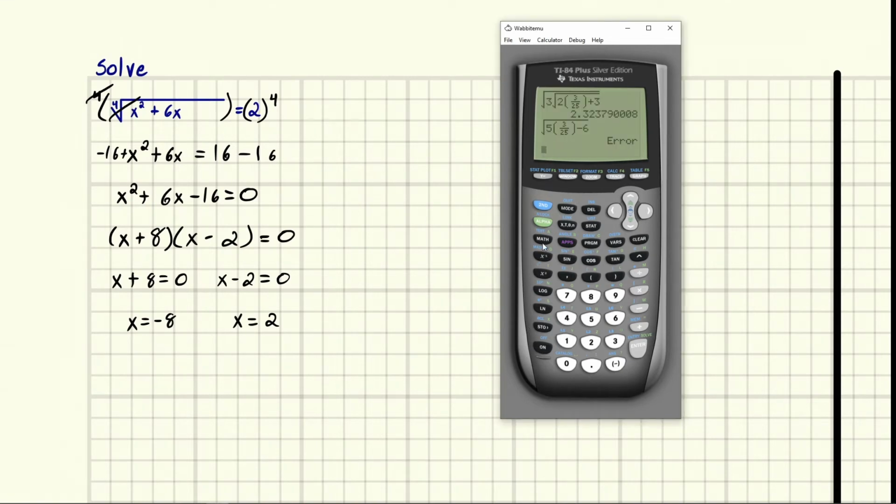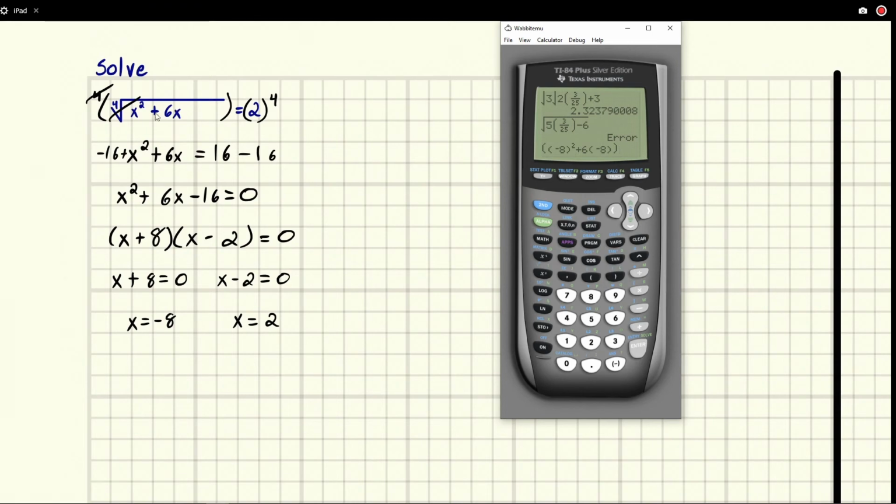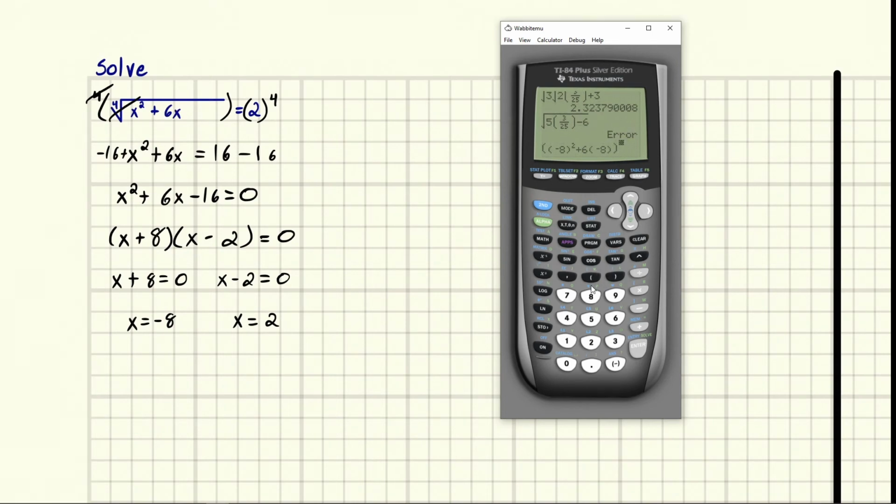So we need the fourth root. To type the fourth root, there's a couple ways to do it. I've not tried to type it on this particular calculator, so we're going to use the caret key. Most calculators have this key. We're going to put in parentheses everything inside the radical. So I'm first going to put in x squared, that's negative 8, and then we're going to square it. Plus 6 times negative 8. And then for the entire thing, which is what's in the radical, we're going to raise it to the 1/4 power.